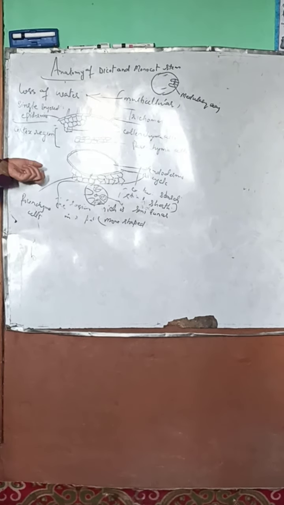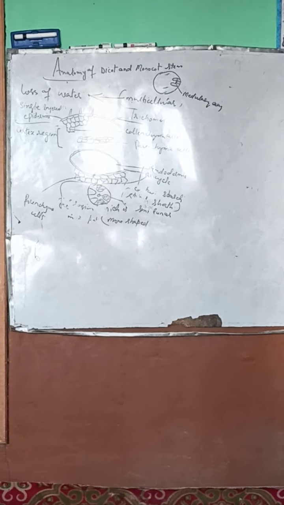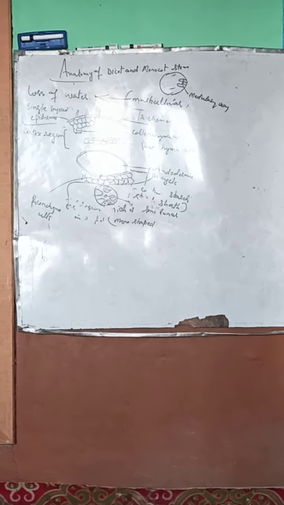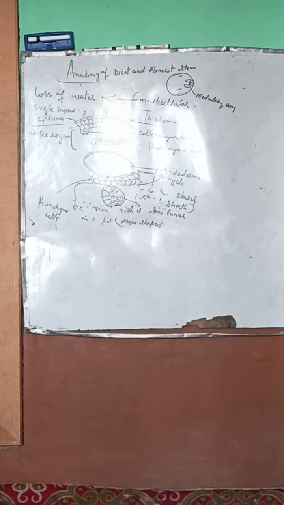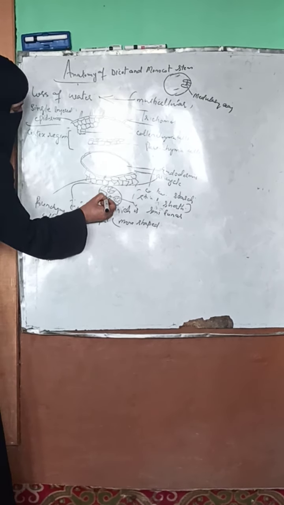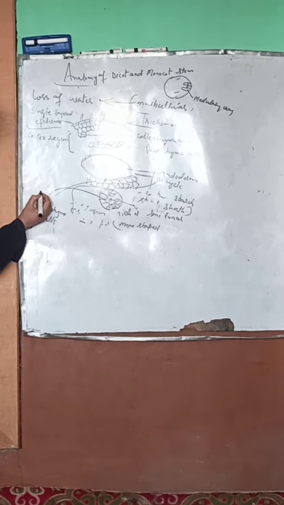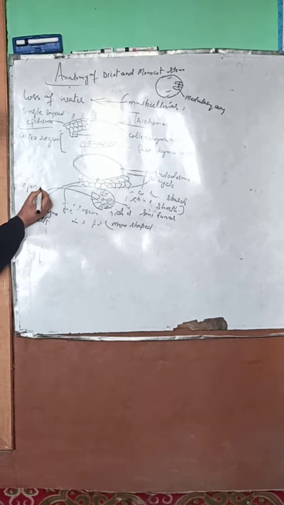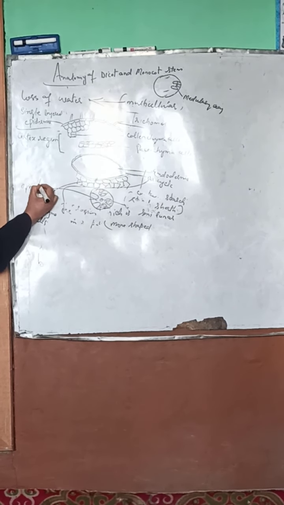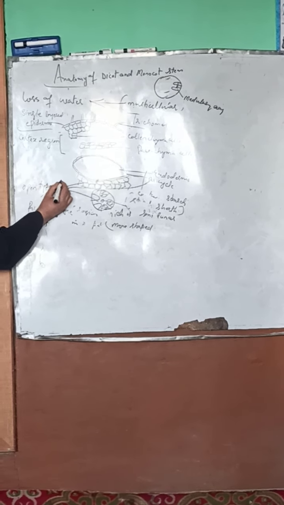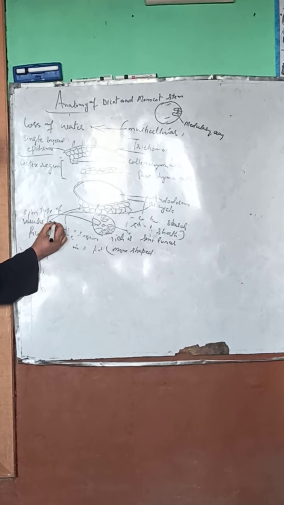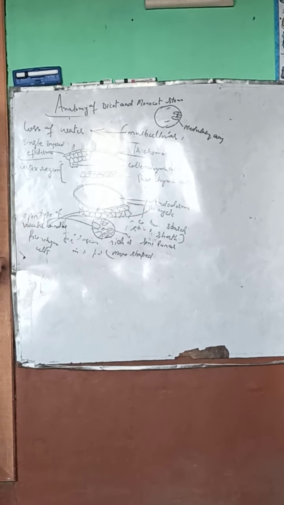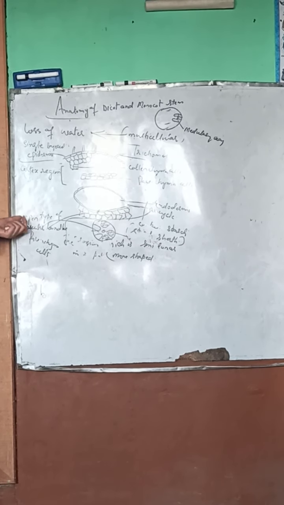So that was the structure of this dicot stem. Now we know that these vascular bundles are of open type. I have already told you that there is a conjoint type of vascular bundles.